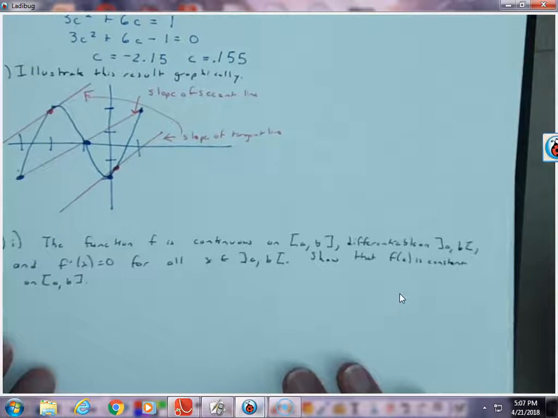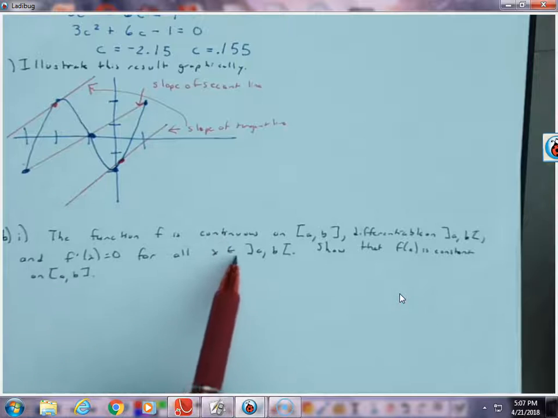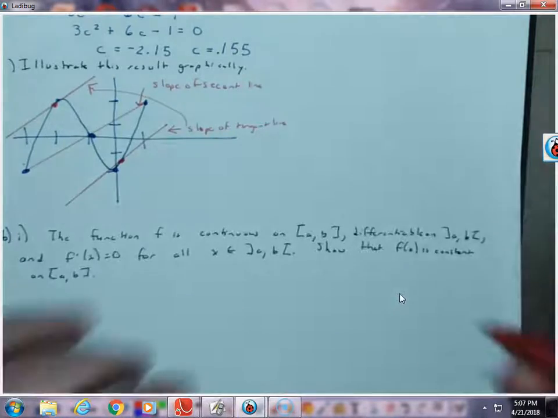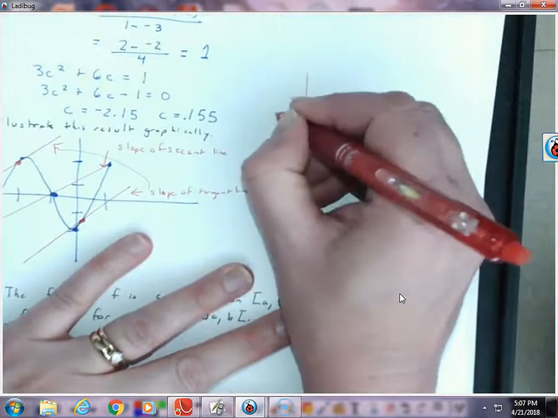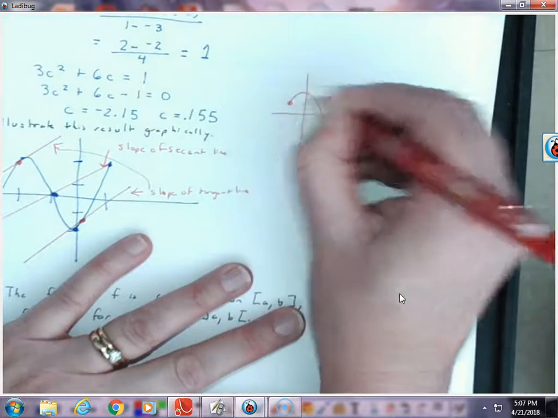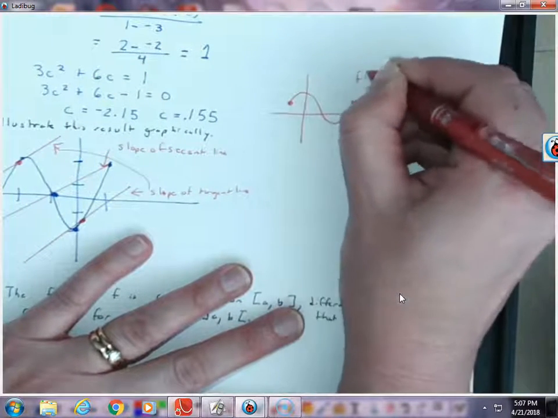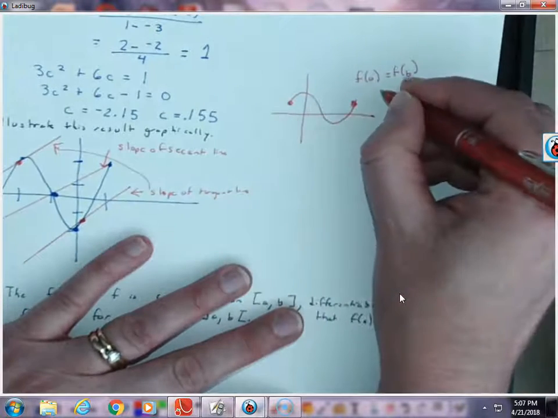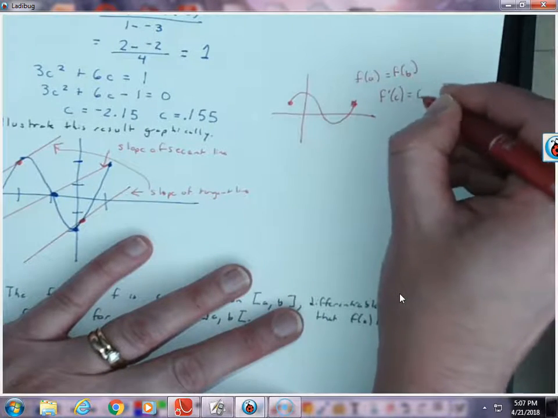Alright, so the next part says the function f is continuous on the closed interval, differentiable on the open interval, and the derivative equals 0 for all the x in the interval. So this is even more specific than Rolle's theorem. Remember that Rolle's theorem is just a special case of the mean value theorem. Rolle's theorem says if you have a function and it starts and ends at the same value, so f of a is equal to f of b, then there's a spot in the interval where the derivative equals 0.